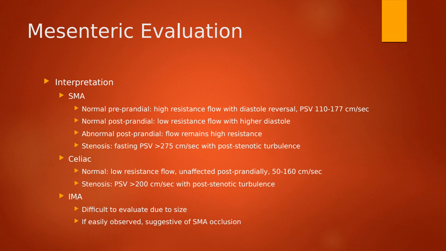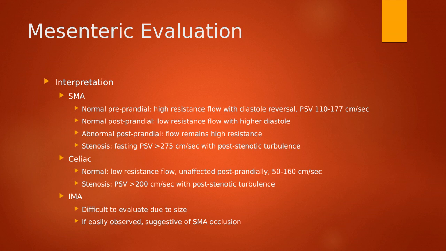And then our celiac, normal, low resistance flow. We're not going to evaluate it after they eat because it's not affected by eating. We want to see that peak systolic anywhere from 50 to 160 centimeters per second. If there is a stenosis in that celiac, again, it doesn't matter if it's pre or post eating, it's unaffected. Anything greater than 200 centimeters per second is going to be abnormal.